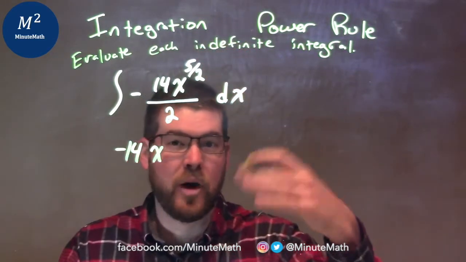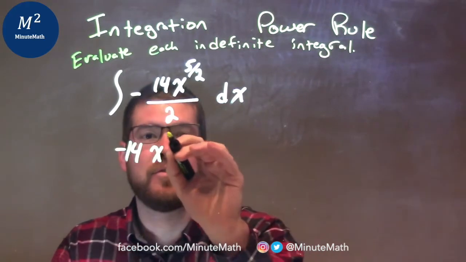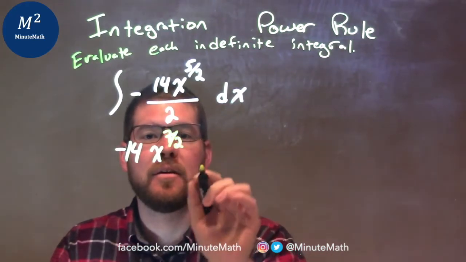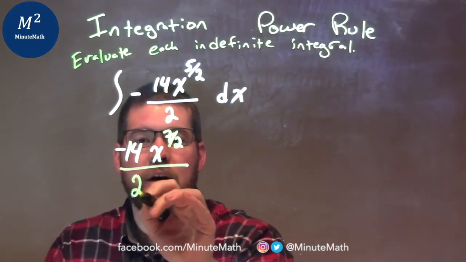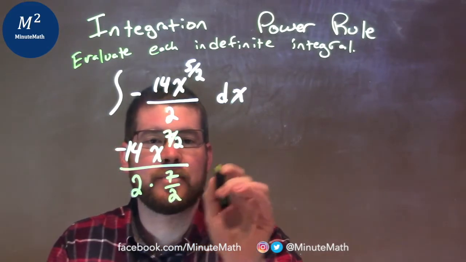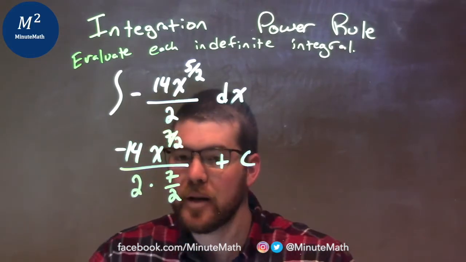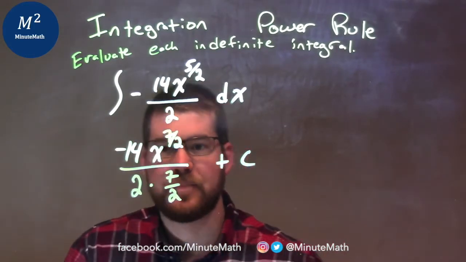5 halves plus 1, well, is 5 halves plus 2 over 2, which is 7 halves. So 7 halves right here, right? And divided by, well, 2's out front, we bring a 7 halves to the denominator. 7 halves, okay? And don't forget our plus c. So this is actually pretty quick to simplify, okay?